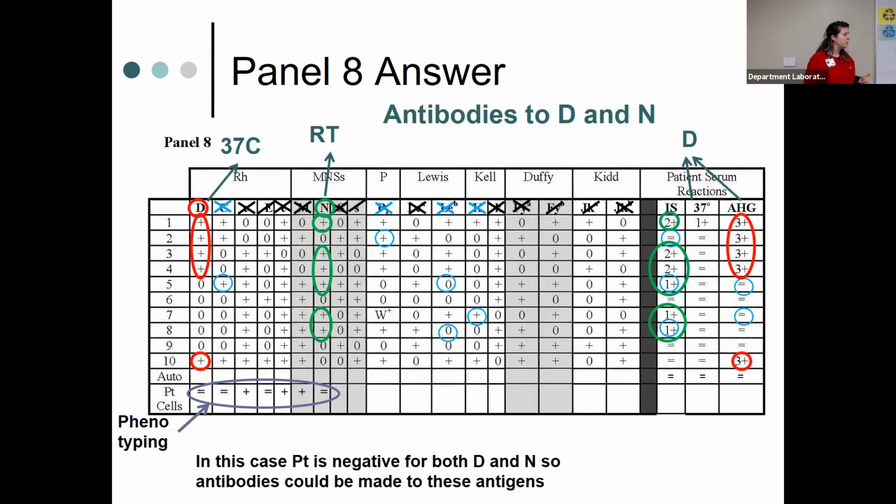You'll get used to doing your crossing off, looking at those patterns of reactivity. Do I have any additional reactions in my patient plasma? You want to make sure you don't miss identifying any antibodies, okay? Because it is possible for patients to have multiple AHG reacting antibodies. So that's why the pattern of reactivity is so important.